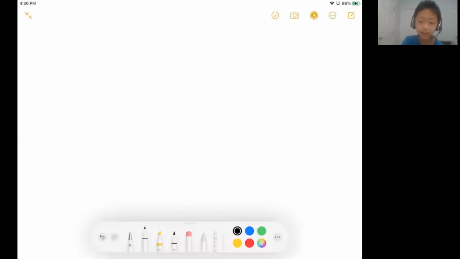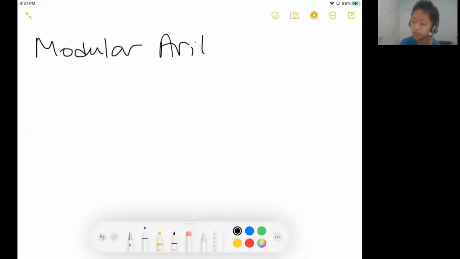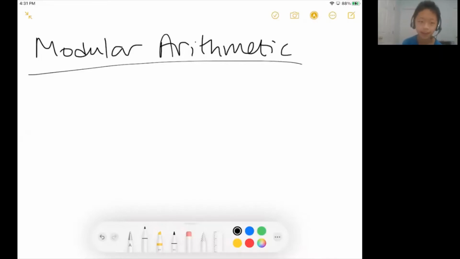Okay, so today we're going to be talking about a very important math topic in algebra and number theory, and we're going to be talking about modular arithmetic. Modular arithmetic is especially important in number theory. It's basically the study of remainders and how remainders work.